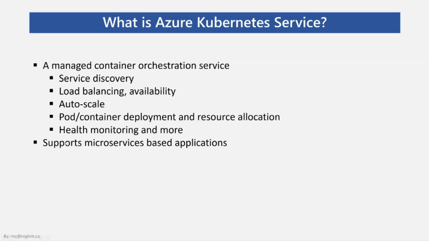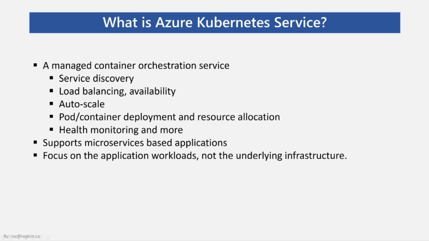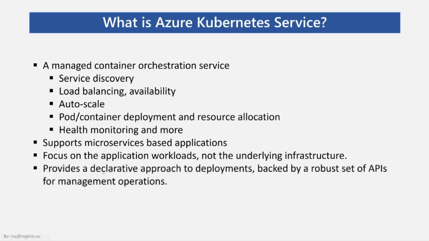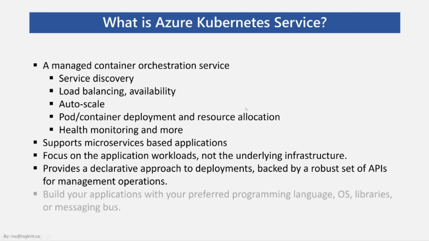And most of all, Kubernetes supports microservices-based applications. So I'll demo some of that and show in action how that looks in a Kubernetes environment within AKS. With AKS, you focus more on application workloads and less on the underlying infrastructure because it's a managed service, right? It provides a declarative approach to deployments, using ARM templates and kube manifest files. You can get really agile provisioning and setup of infrastructure and deployment of your applications.